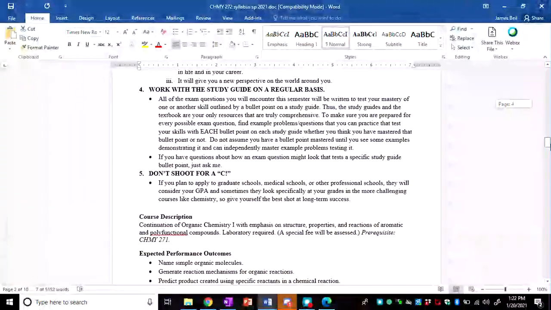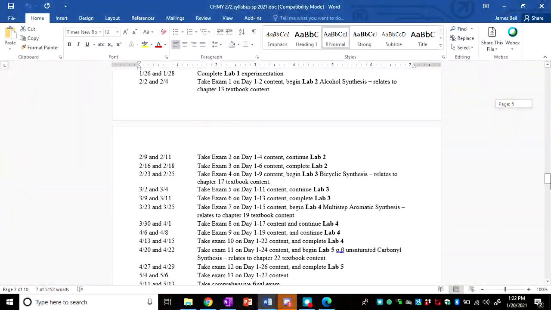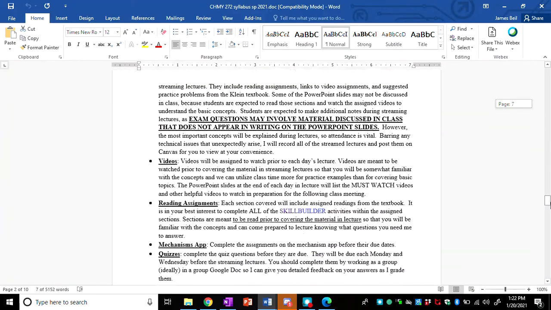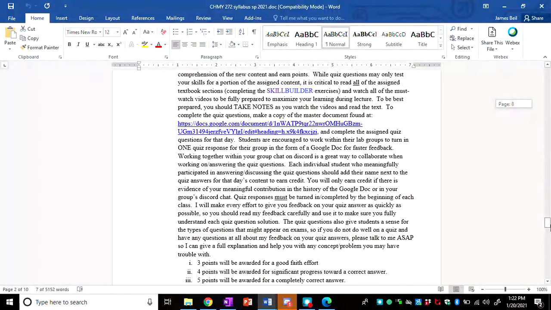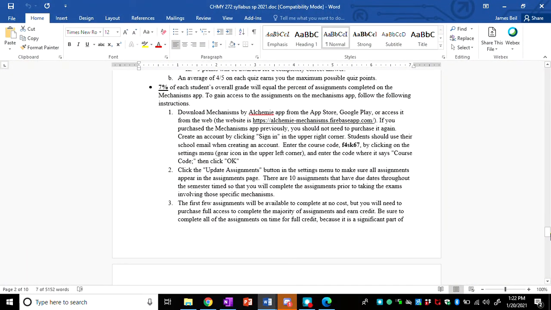So just to point out the details about that, if you scroll down on the syllabus to the section about the mechanism app, the points associated with that are 7% of your grade. So it shows you where to get the app. And this right here is the course code. So you need that to get to the assignments and to get credit for doing those assignments and to earn the points for your grade.